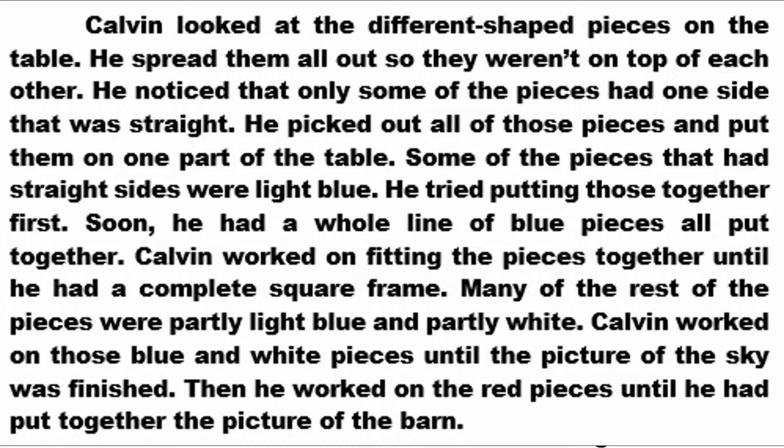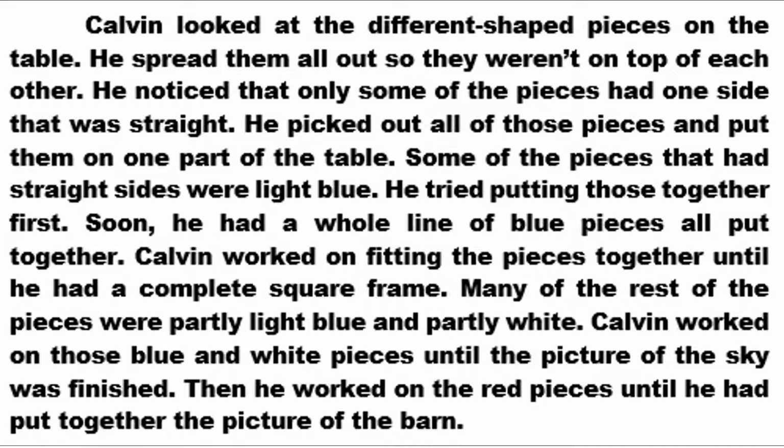Calvin looked at the different shaped pieces on the table. He spread them all out so they weren't on top of each other. He noticed that only some of the pieces had one side that was straight. He picked out all of those pieces and put them on one part of the table. Some of the pieces that had straight sides were light blue. He tried putting those together first. Soon, he had a whole line of blue pieces all put together.